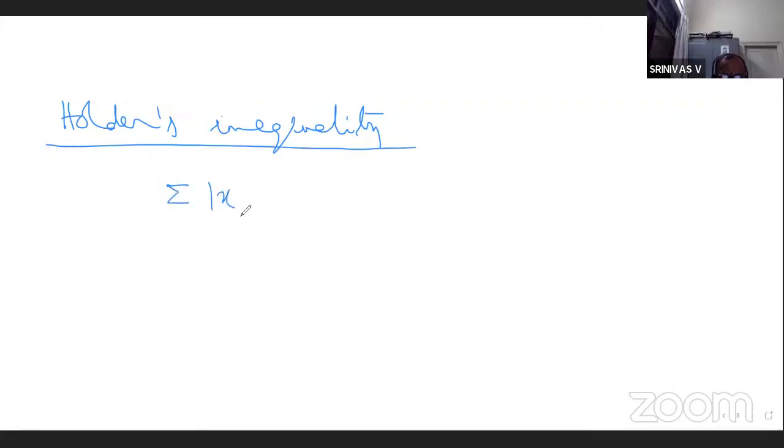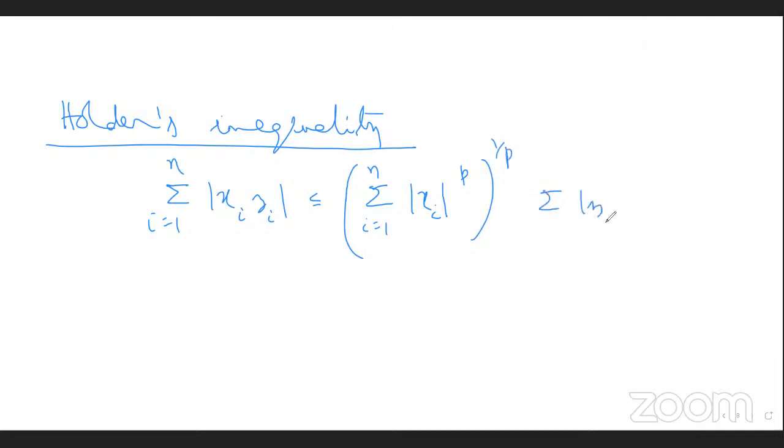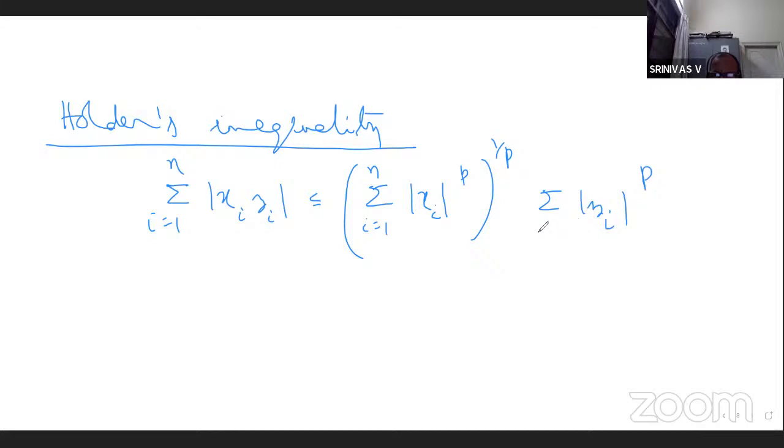Sigma mod xi yi, where i equals 1 to n, is less than or equal to sigma mod xi to the power p, where i equals 1 to n, whole power 1 by p, into sigma mod yi to the power q, whole power 1 by q, where i equals 1 to n. Here p and q satisfy this: 1 by p plus 1 by q is equal to 1.